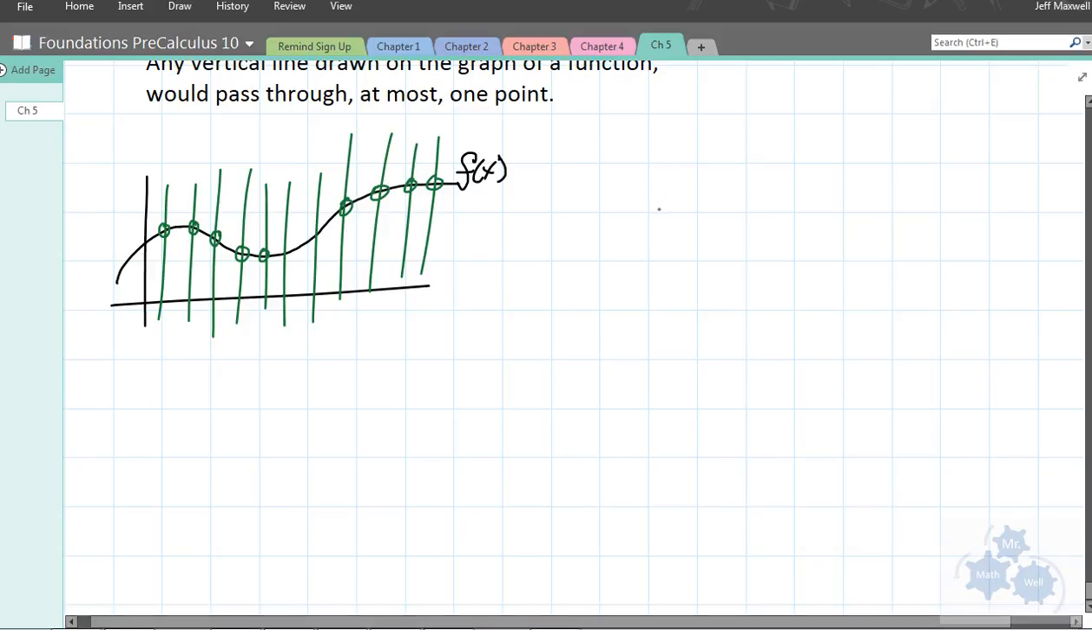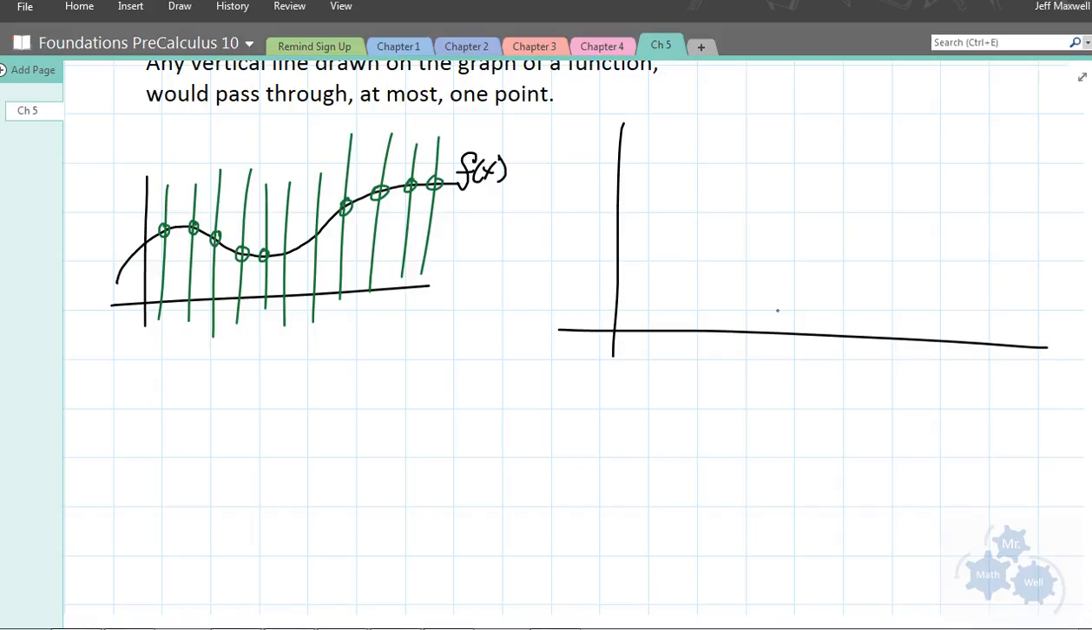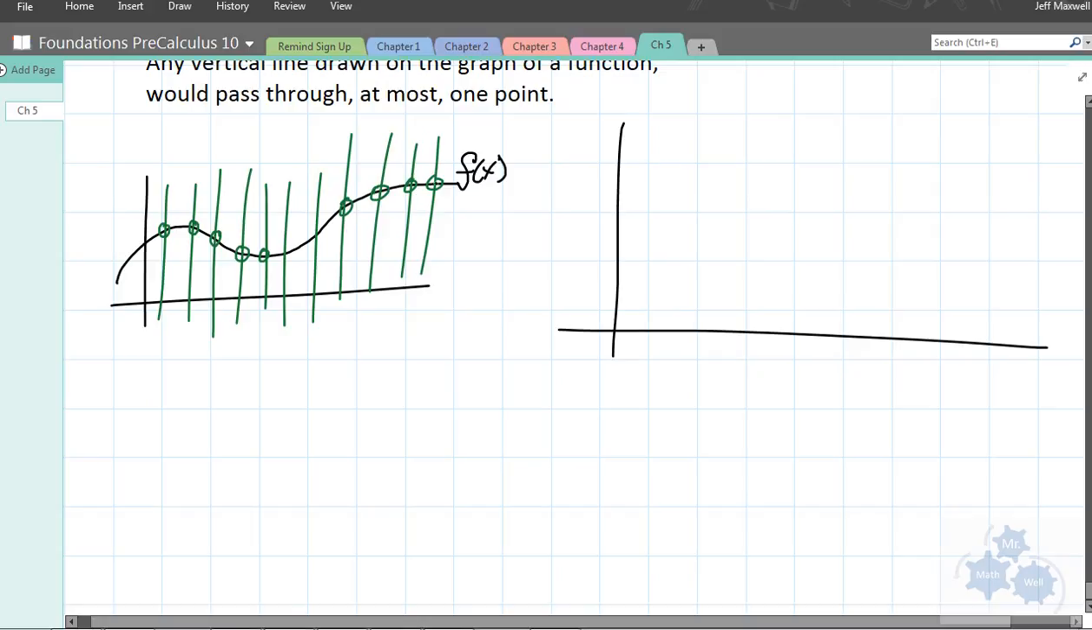Let's draw a non-example of a function. Any ideas from you before I draw it? What's something I could draw that would not be a function? Any ideas? I'm just wondering. Okay, don't worry about it. What about this one right here?